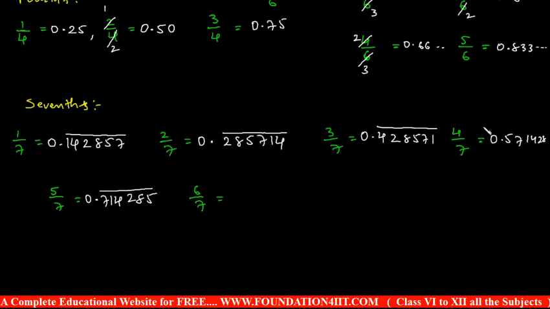This bar on this repeats continuously. Same, 6 by 7 is 0 point, the next big number is 8. So after 8, the continuation is 5, 7, next 1, 4, 2. So it's cycling type. So this is a revolving number.